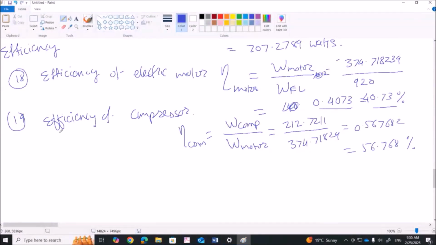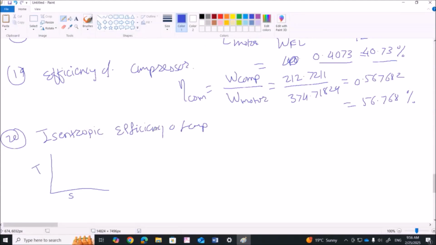There are two efficiencies of the compressor. One efficiency is related with the size and one efficiency is related with the temperature, because the temperature is my output, and the size, the mass flow rate or volume flow rate, is also my output. So there are two efficiencies. The first efficiency is called isentropic efficiency. What is meant by isentropic efficiency?